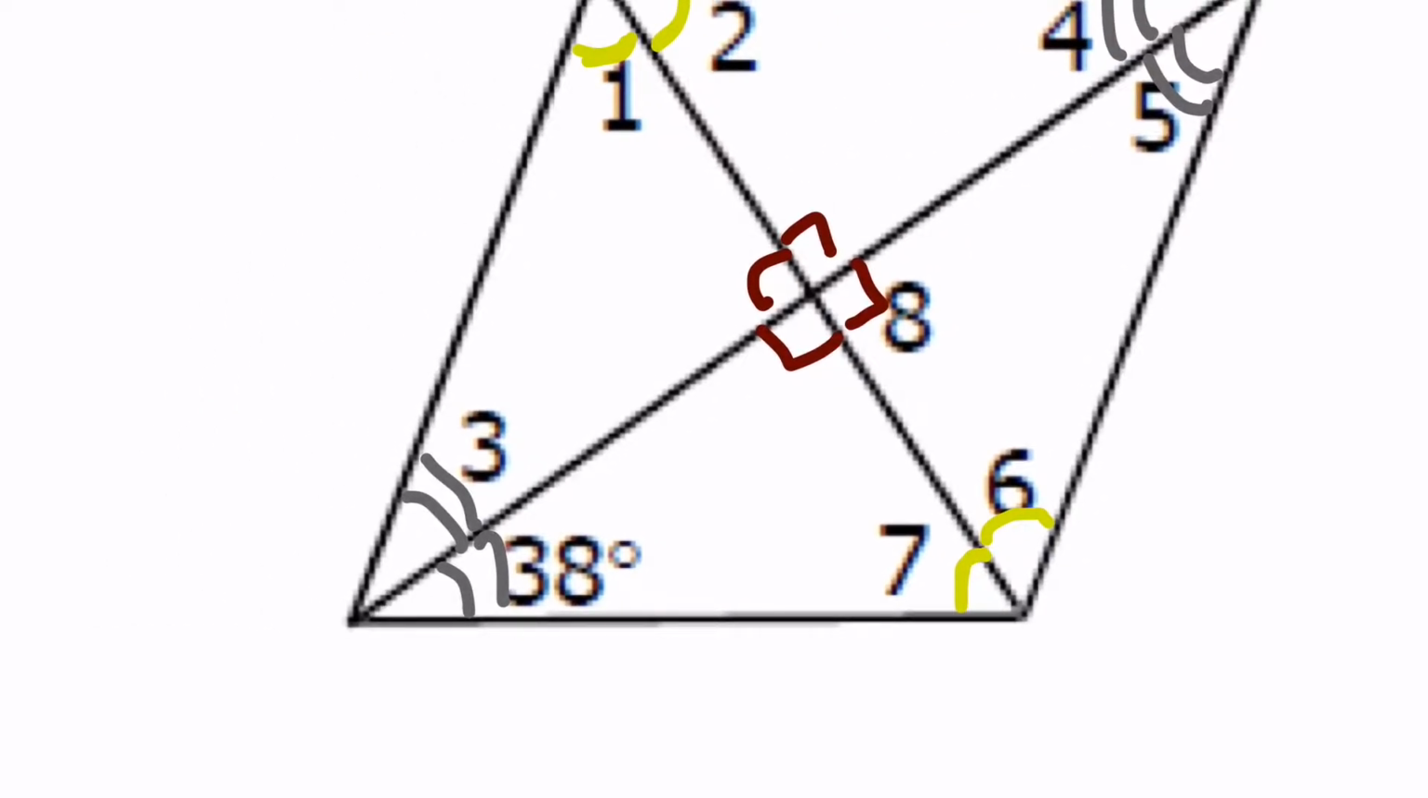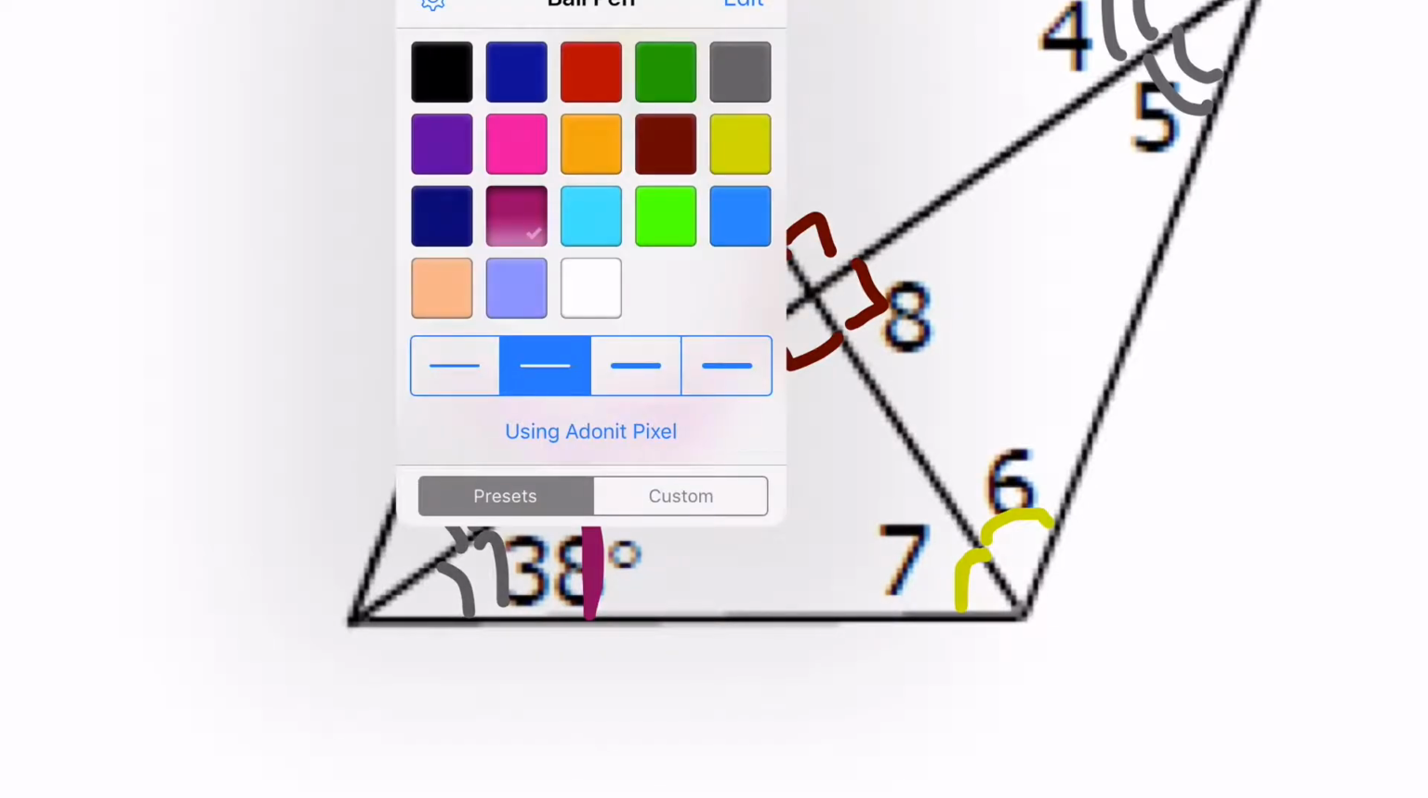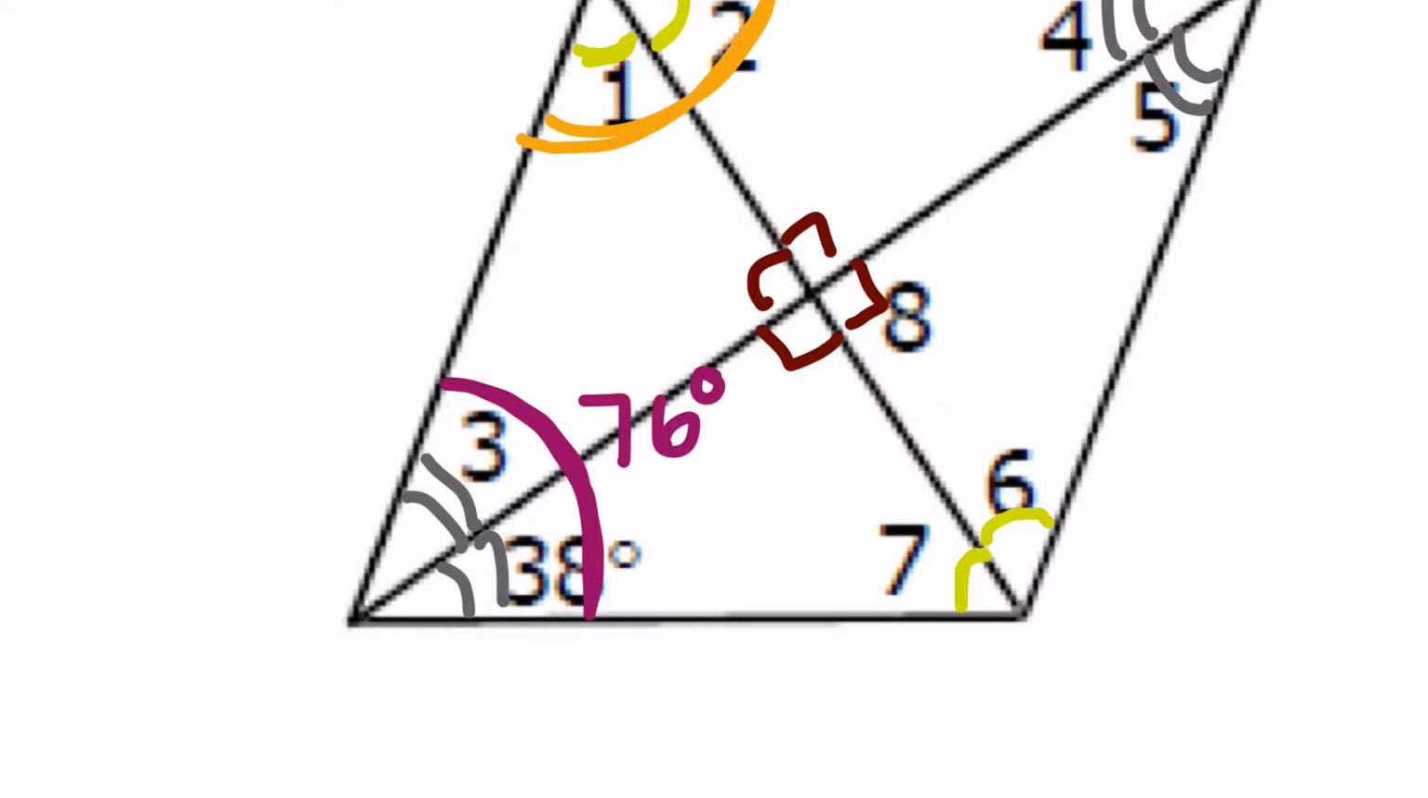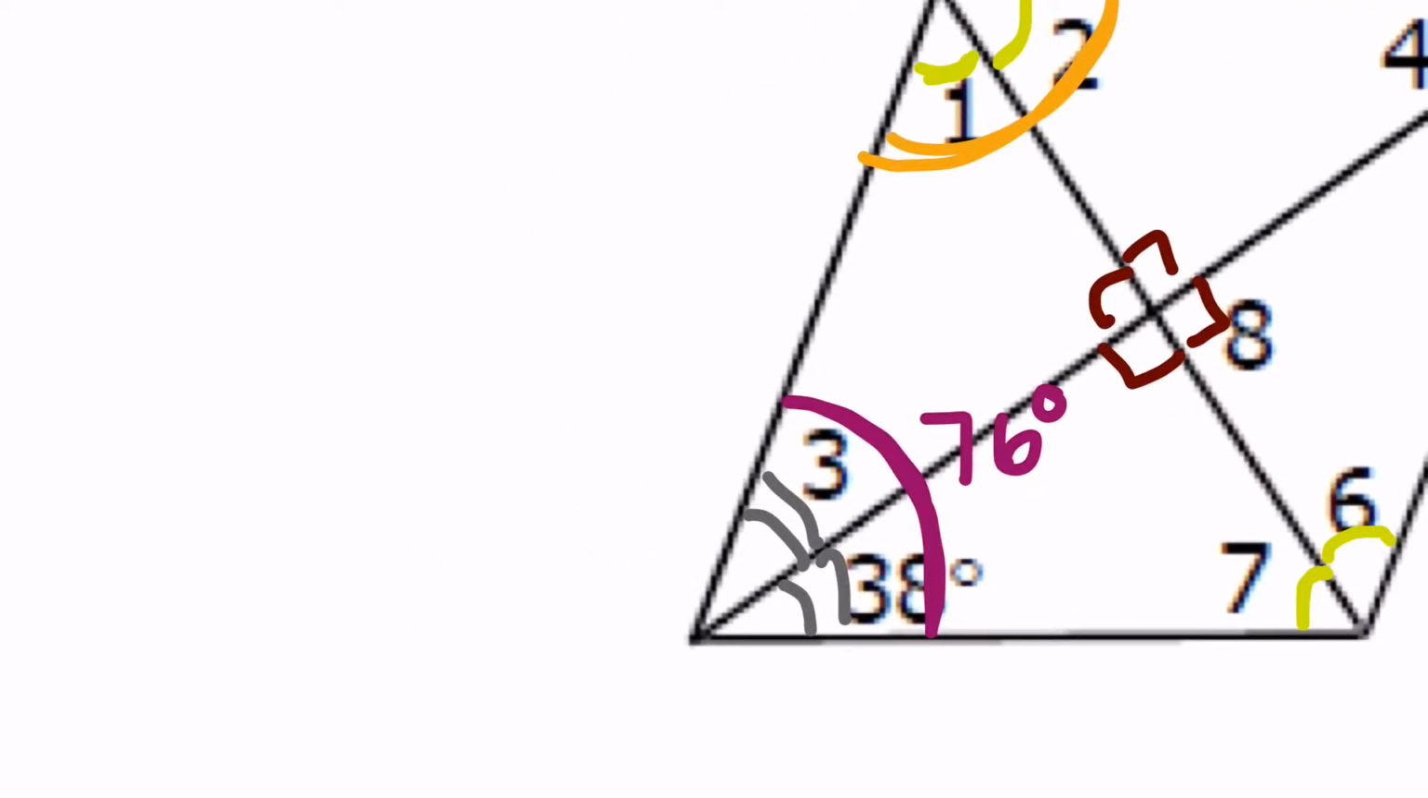So if I find this whole thing, let me do it in a different color. This whole angle here, it is 76, I believe. 76 degrees. If it is 76 degrees, then that means this whole angle up here is 180 minus 76 degrees. So it's 104 degrees.